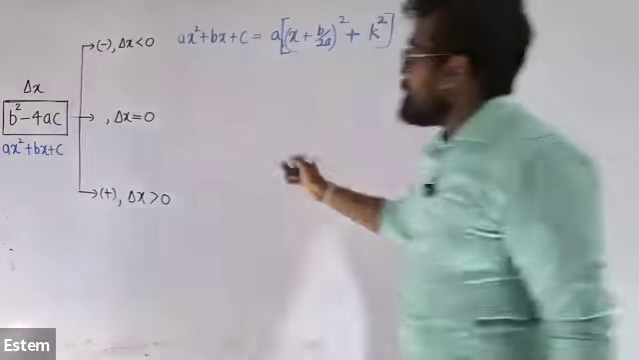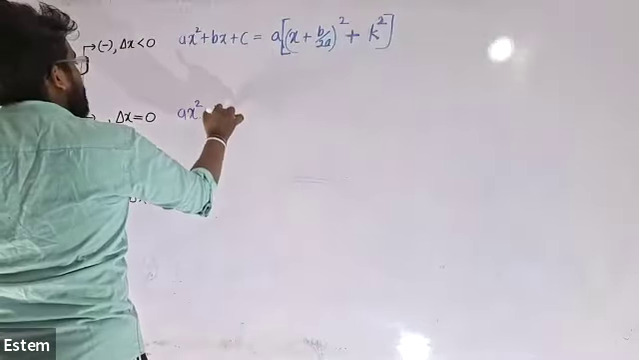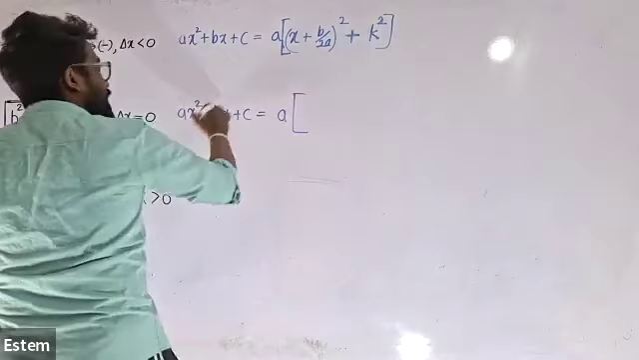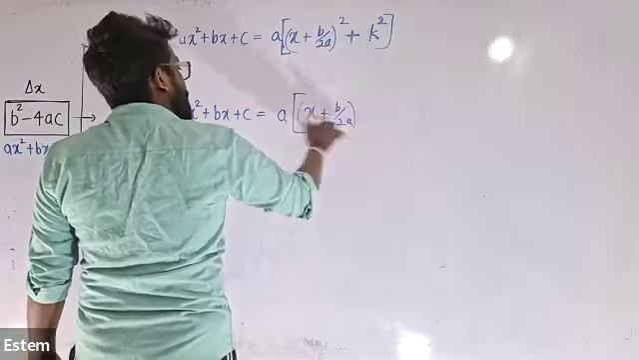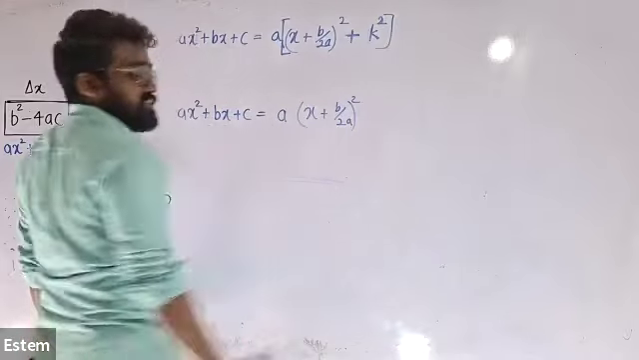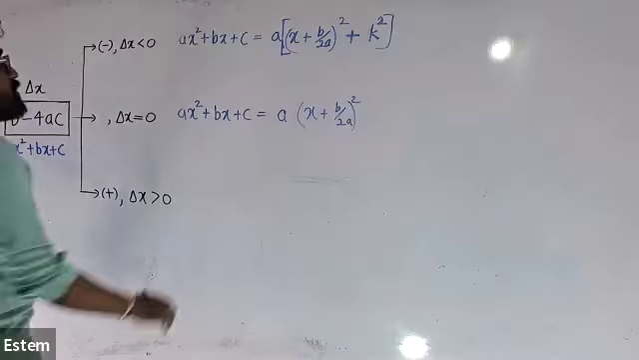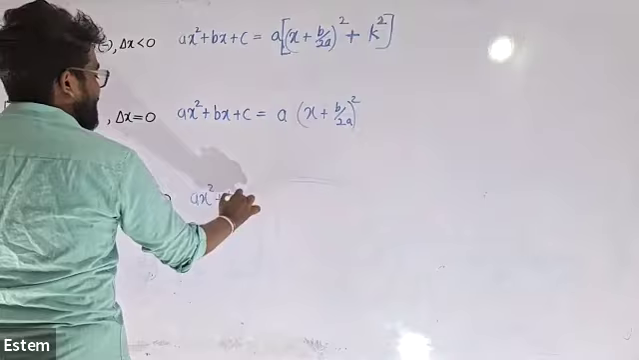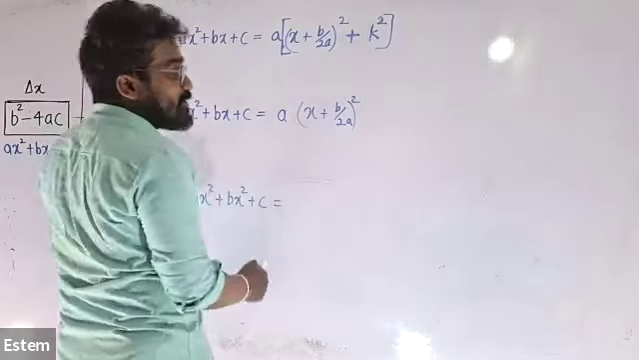Then here, when the discriminant is 0, how can we express ax squared plus bx plus c? First we should pull out a, and then x plus b over 2a, squared. Only this. This bracket is not needed. When delta is positive, in that case, we can express this as a difference of two squares also. First a here.